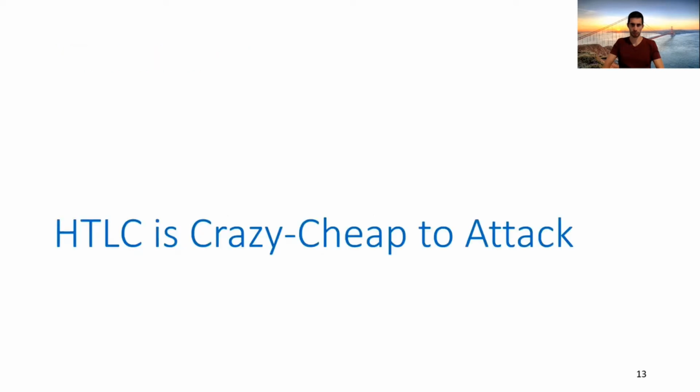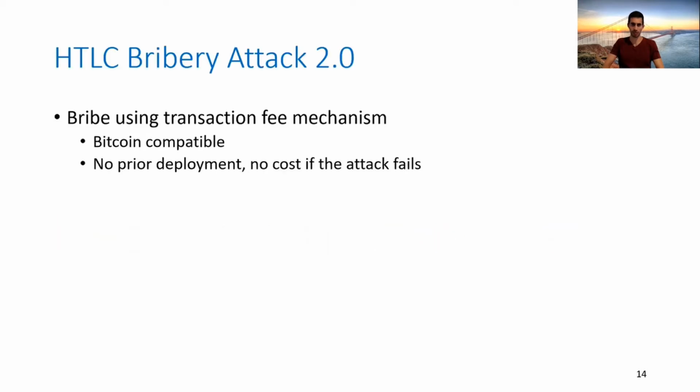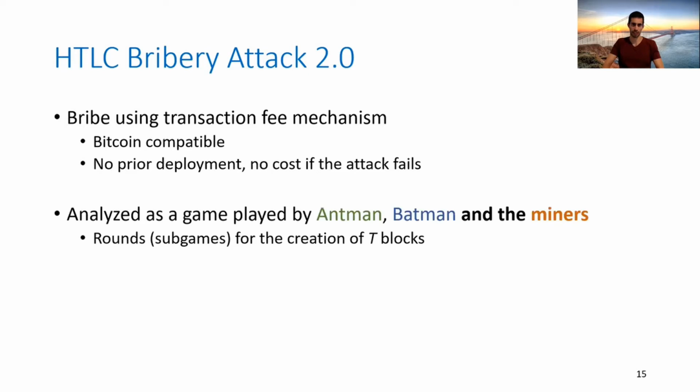In this work, we present a simpler attack variation. We also tightened the result regarding the attack cost, showing it is independent of the timeout if all miners are rational. Our variation does not require a coordination smart contract, but simply uses the transaction fee mechanism. This makes it Bitcoin compatible, and means it requires no prior deployment, therefore it has no cost if the attack fails. For the analysis, we consider a game played by all involved parties, Ant-Man, Batman, and the miners.